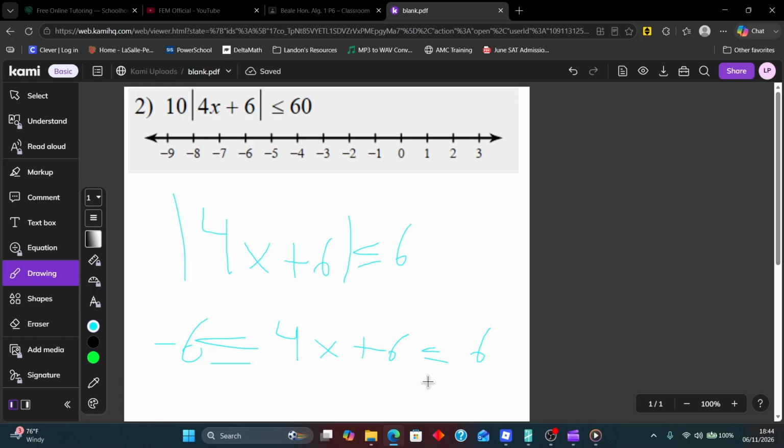Subtract each side by 6 because we cannot... Actually, no, I lied. We can divide each side by 2 to get 2x plus 3 is less than or equal to 3. Subtract each side, and it's going to give us negative 6 is less than or equal to 2x is less than or equal to 0. Divide each side. Negative 3 is less than or equal to x is less than or equal to 0.